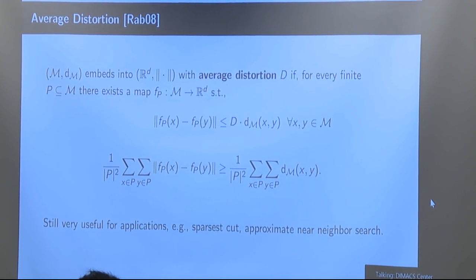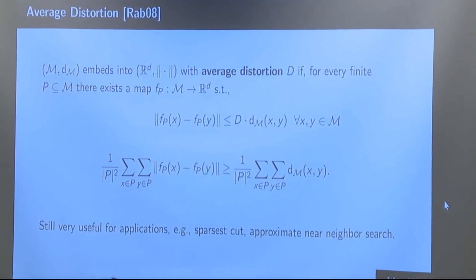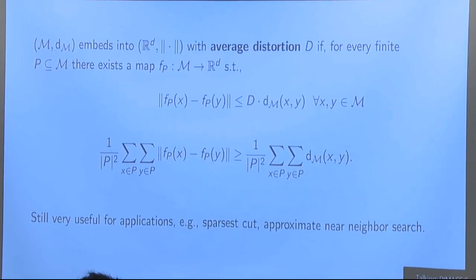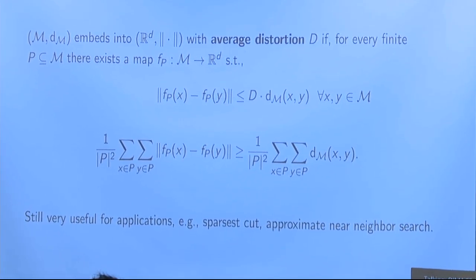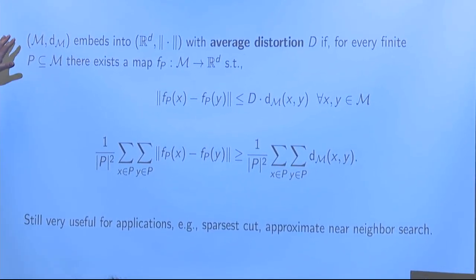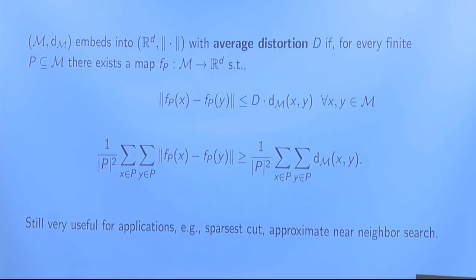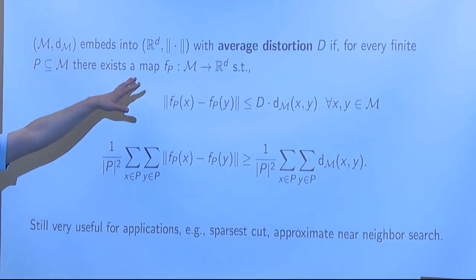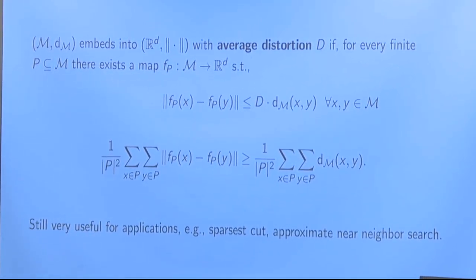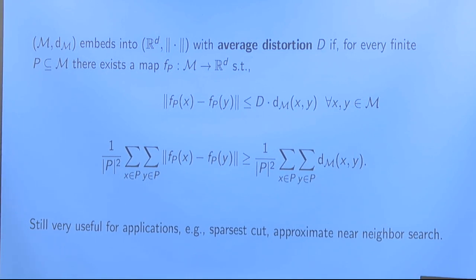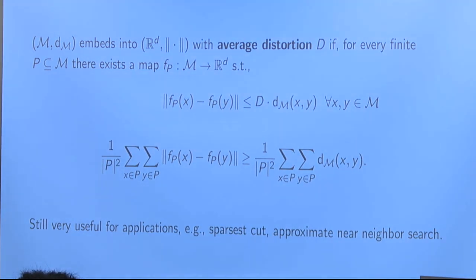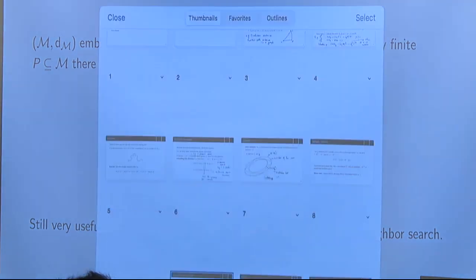From now on, since I'm most interested in embedding into norms, in particular into Euclidean space, I've written the definition to be about embedding a metric space into a norm space, in which case I don't have to deal with that lambda thing anymore. But this makes sense more generally as well. And the definition is almost exactly the same as the definition of bi-Lipschitz embedding.